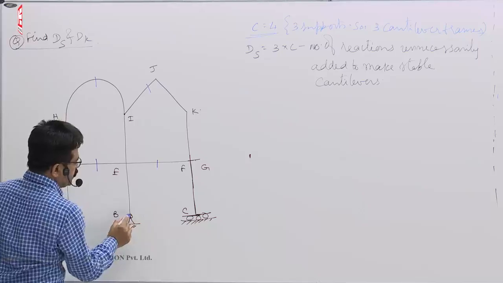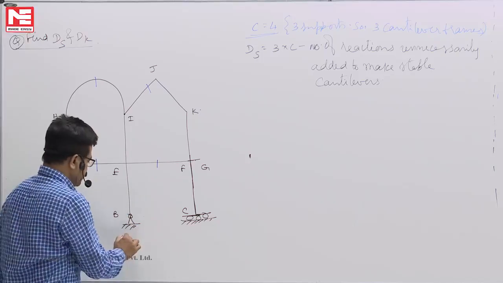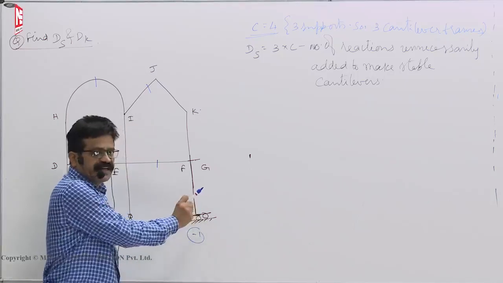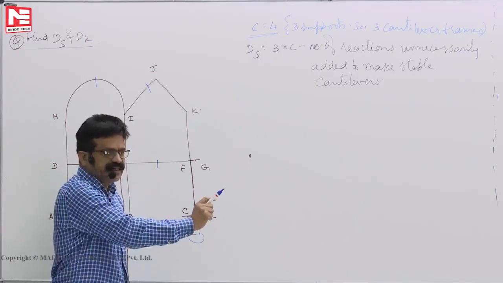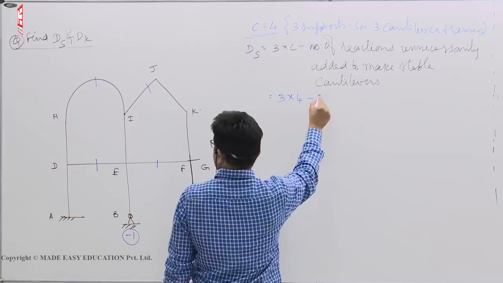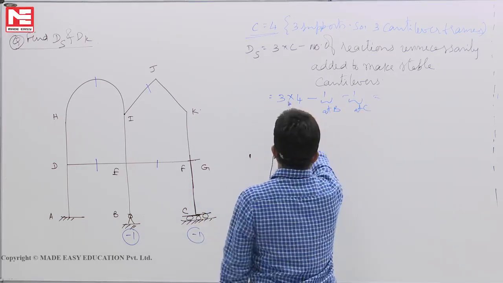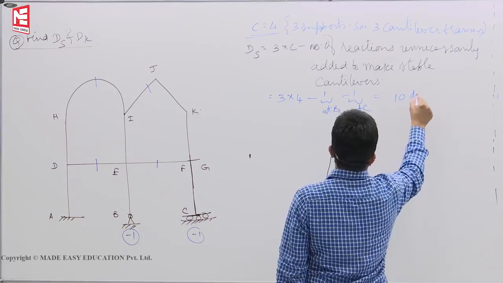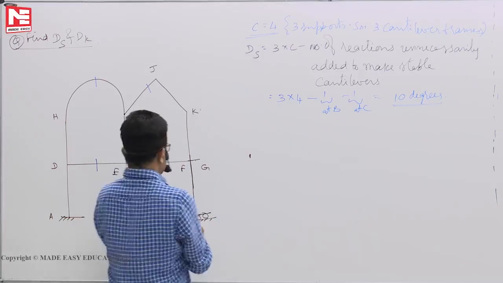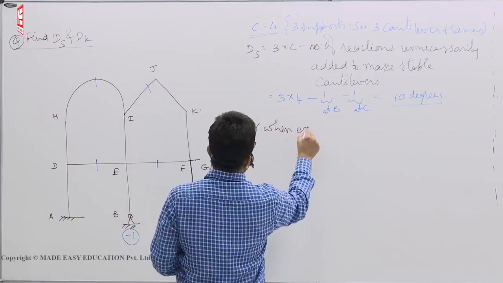Next, here at B, there is a hinge support. It's supposed to be a fixed one. Hinge means one fixed moment reaction is missing, so -1. Here it translates, so you fix it. Unnecessarily you are fixing by adding one horizontal reaction, so much you subtract. So you will get 3 into number of cuts 4, -1 at B, -1 at C. So 12 minus 2, 10 degrees. Okay. Next, dk. dk when extensible.